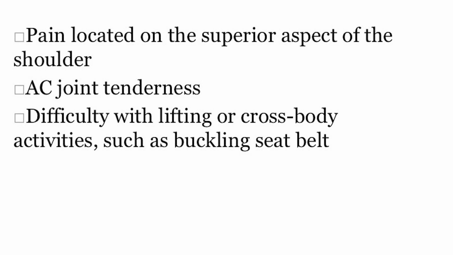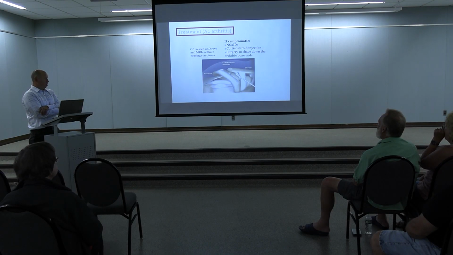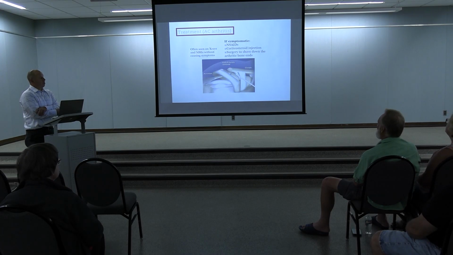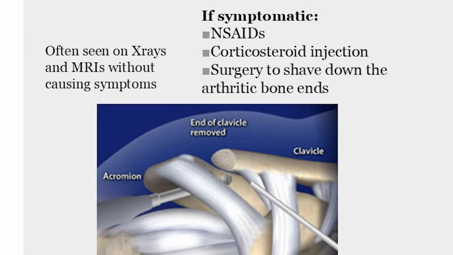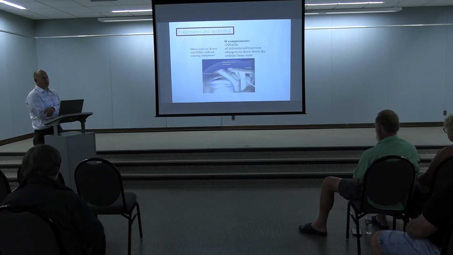So treatment for that is typically non-steroidal anti-inflammatories. You can inject that joint with corticosteroid, and you can also take out the end of that collarbone so that space isn't so narrow, and that can be done either arthroscopically or open, either way. But a lot of times, like I said previously, you're going to see that wear and tear on the x-rays or the MRI, and a fair portion of the time it doesn't need treatment.